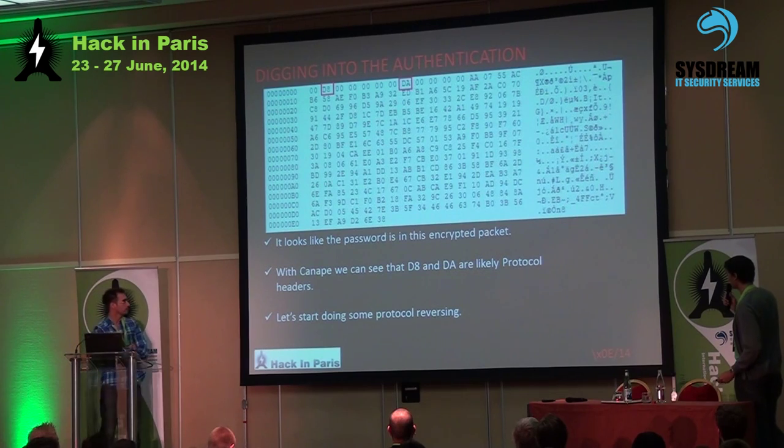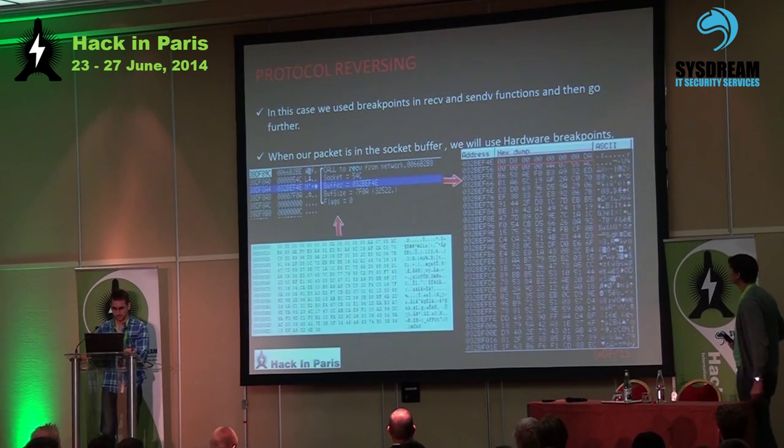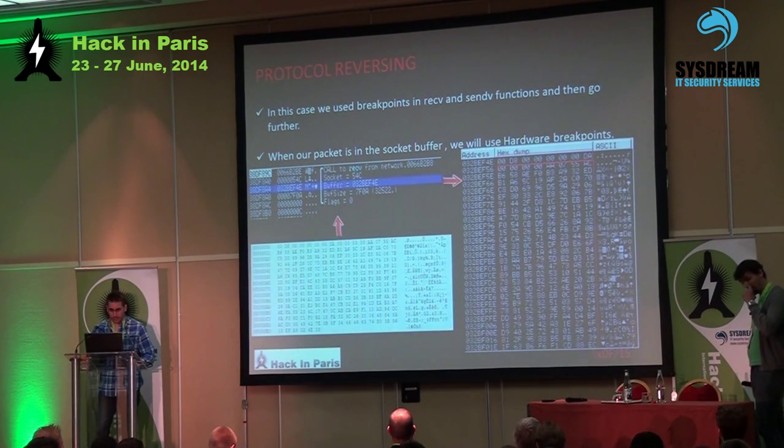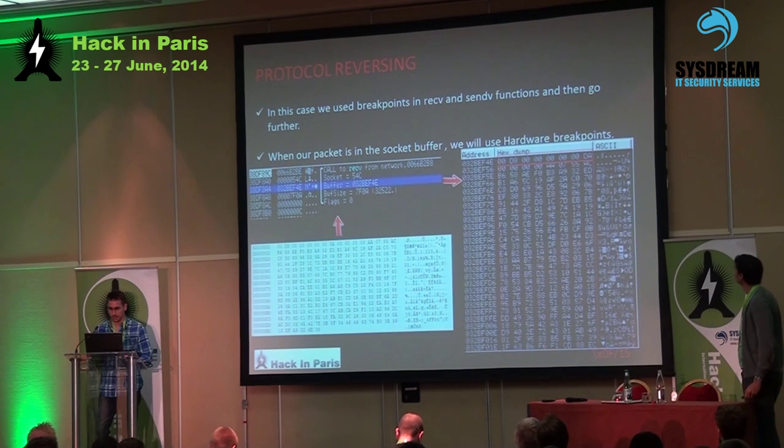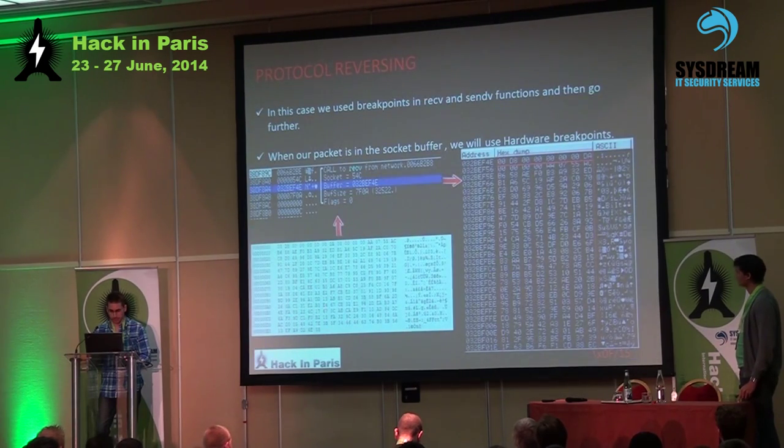So we are going to do some protocol reversing in order to understand how this works. In this case, we use breakpoints in the recv and send functions and then go further in the debugger. It's a typical way to do protocol reversing. As you can see here on the left, we have the encrypted packet in the Canape log.